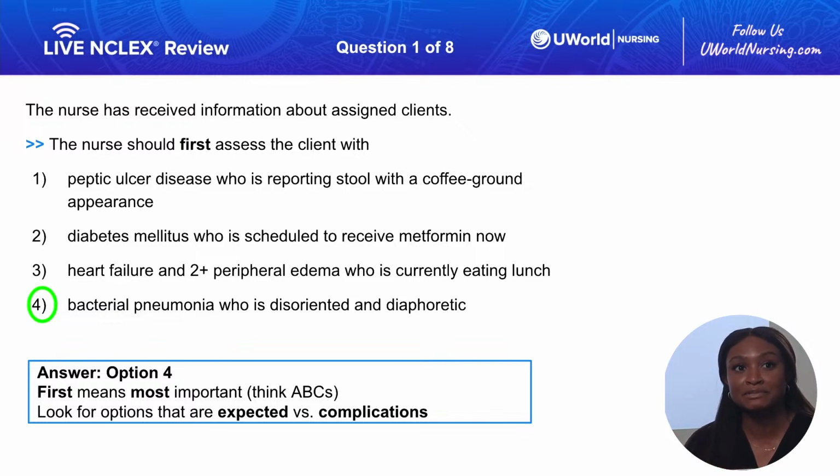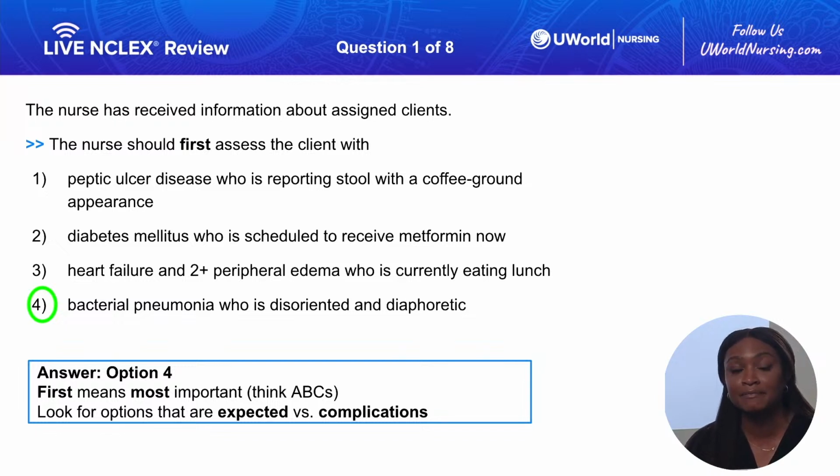Option 1, peptic ulcer disease, who is reporting stool with coffee ground appearance. This would be going into the C of circulation with the bleeding, but since it's coffee ground appearance, that's showing that it's not an active fresh bleed, which would be bright red blood. So this one's not going to be a higher priority than a breathing problem or disoriented and diaphoretic.